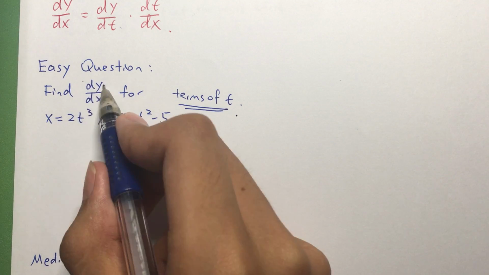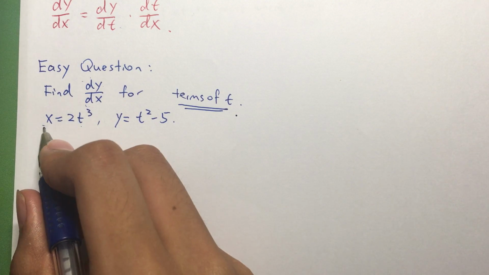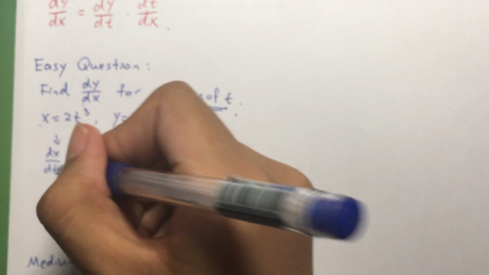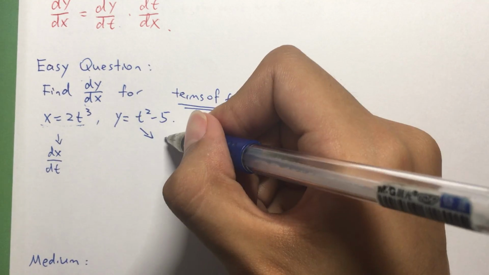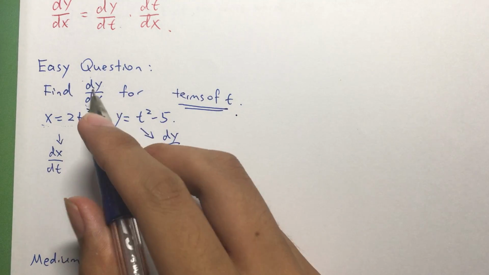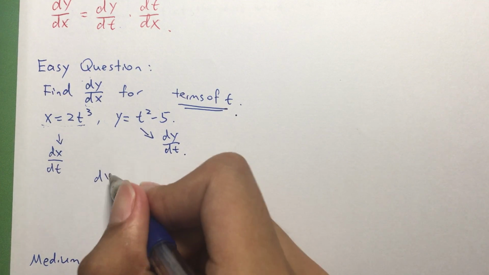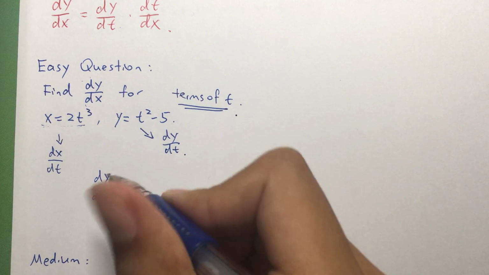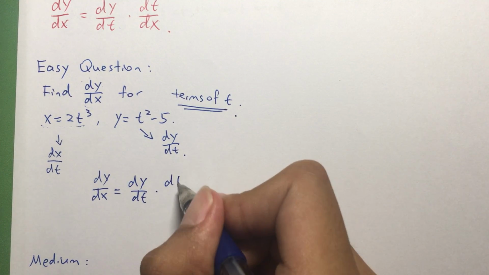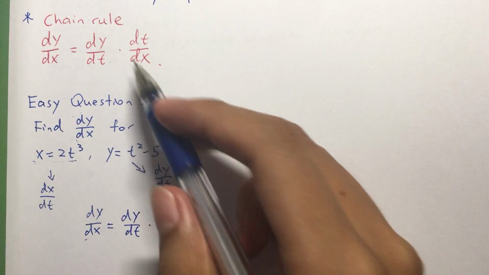So, if we want to find dy over dx, from this equation what we can only get is dx over dt, right? And from this equation, we can only get dy over dt. Our aim is to find dy over dx, so we need to use these two. Because dy over dx is equal to dy over dt times dt over dx. See, that is our chain rule. We are using the chain rule here.